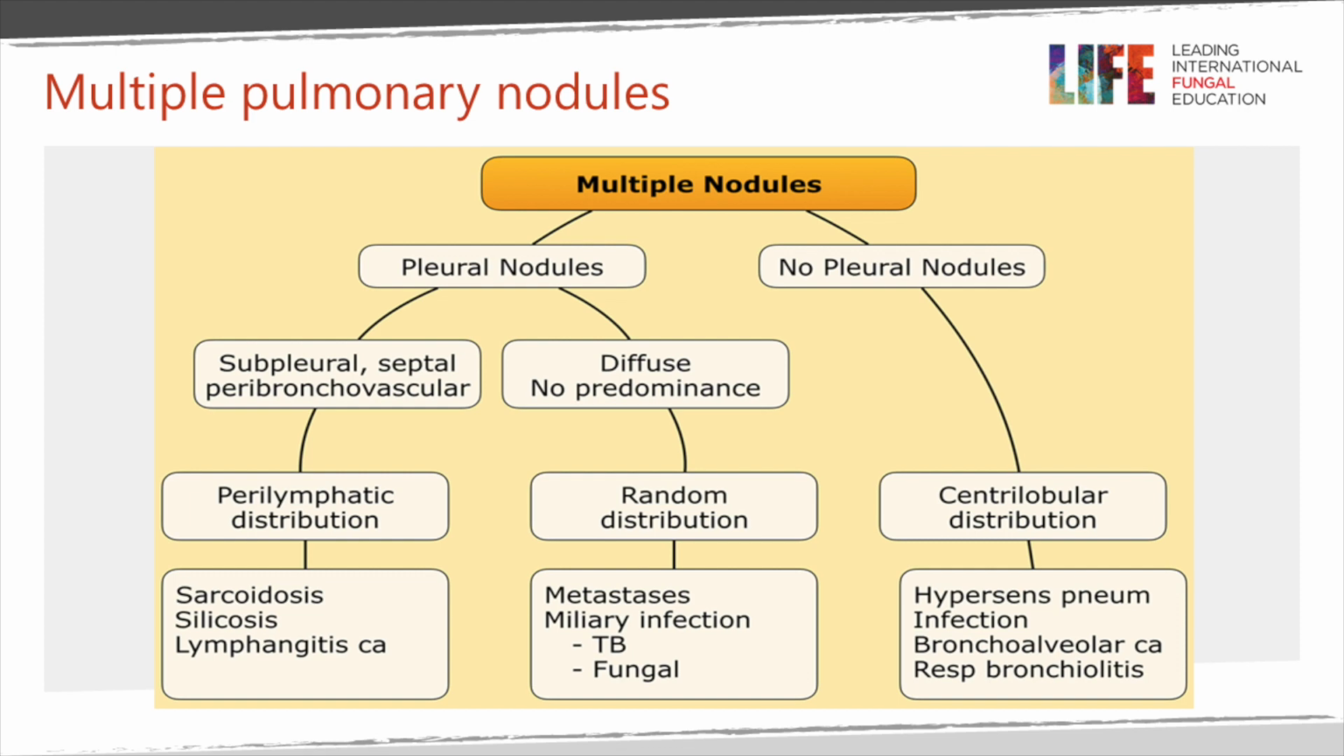If there are pleural nodules, this may be because of a peri-lymphatic process, and we see this with sarcoid, silicosis, and also cancer that's spreading through the lymphatics of the lung. Or, as in this talk, miliary infection due to tuberculosis and occasionally fungal disease. Metastases, unfortunately, also can scatter randomly through the lung because they're also hematogenous.